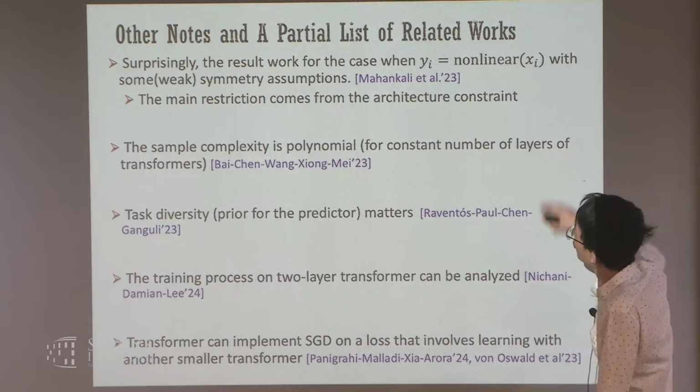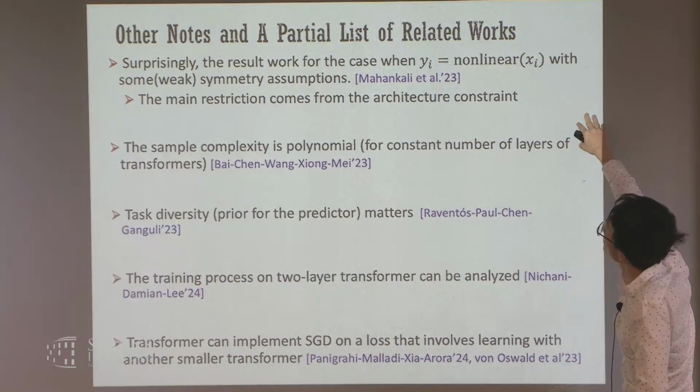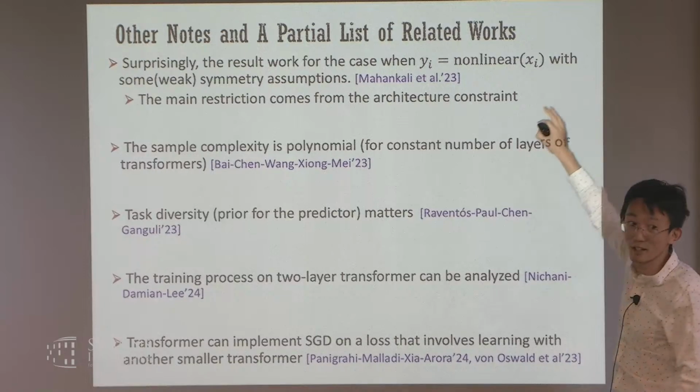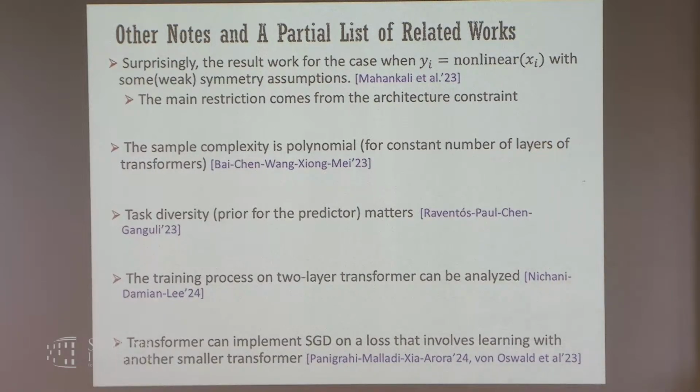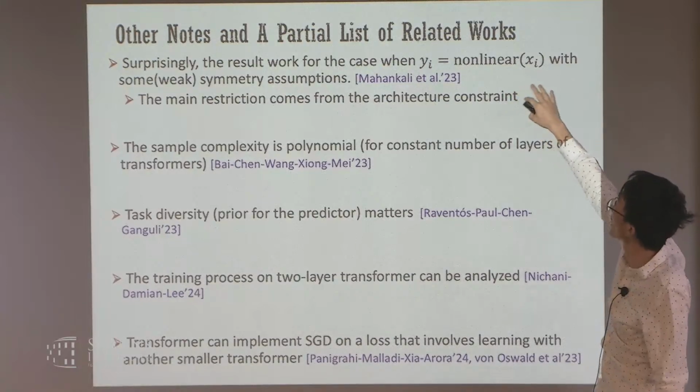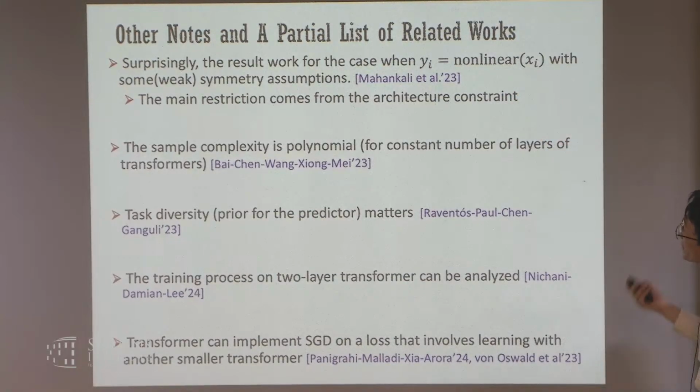Another thing I forgot to mention is that the results here also work for the case when y is nonlinear in xi. This is something I found very interesting. Even if the data you're given is not a linear regression problem, it's just a nonlinear problem, as long as you have certain symmetries and you use a very weak transformer, you still learn gradient descent on the quadratic loss with linear models. The conclusion is exactly the same even if you replace y with a nonlinear function of xi, as long as your transformer is weak.